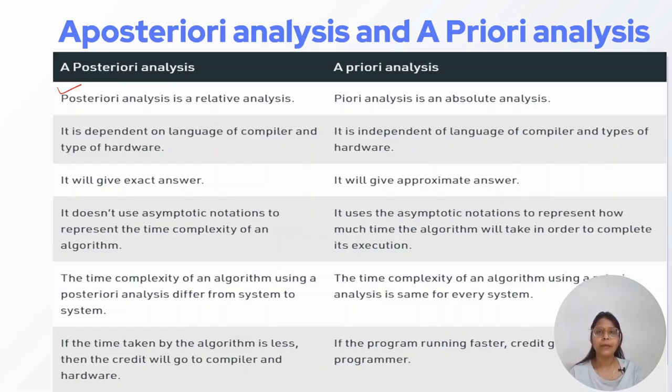But in the case of a priori analysis, it is done while you are writing the algorithm. You have to check how many times the algorithm's steps are executing, and it will give you an approximate answer. It is an absolute analysis. As we said, a posteriori analysis is when you write the code and execute it on a system.